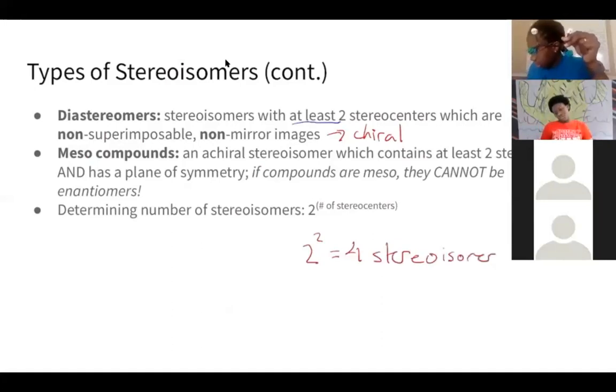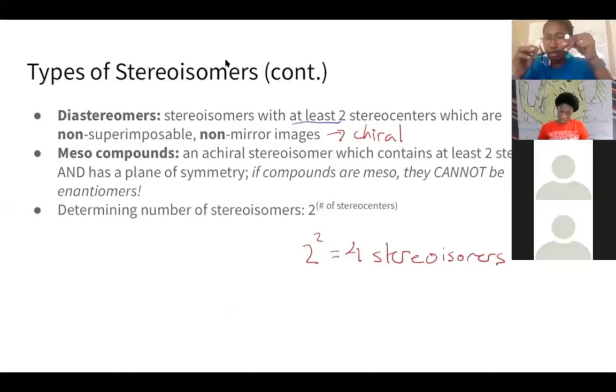So this is just a good formula to remember, because for some problems, they ask you to draw out the number of stereoisomers or draw out stereoisomers. So if you remember this, you can quickly calculate how many you're supposed to draw. So the only difference from the meso and the diastereo is like the meso have a line of symmetry.